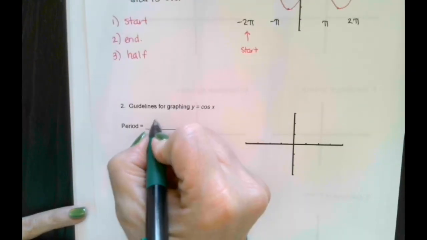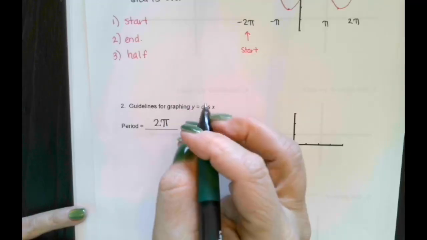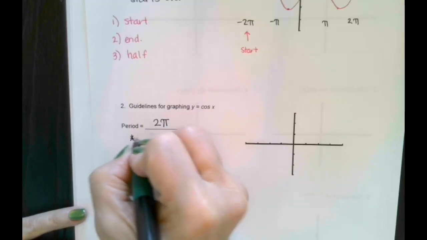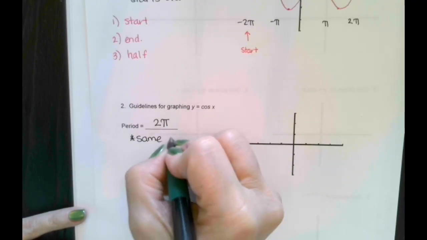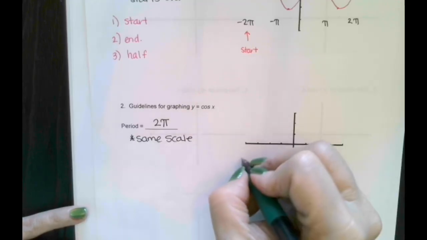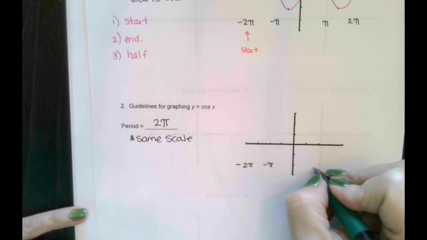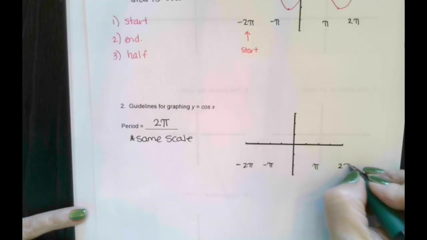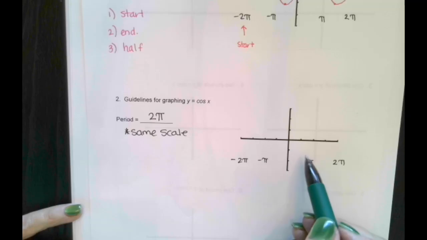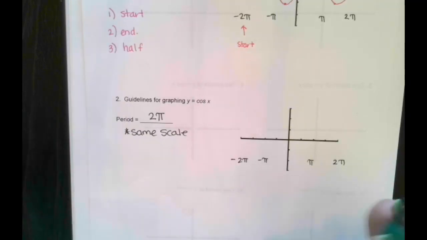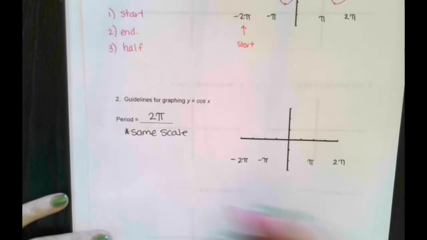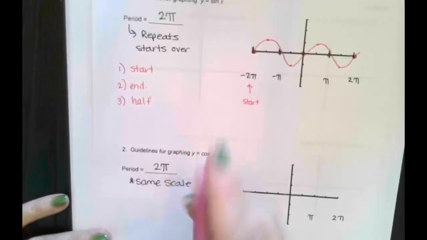Okay, so here we are with cosine. My cosine, my period, again, is 2 pi. It's going to repeat. I'm going to have the same scale. So my scale is going to be negative 2 pi, negative pi, pi, and 2 pi. Okay, and you don't have to put all of the other ones, just put the pi in there. That's the one that's important. Okay, now let me go up here and do this. Let me add to this.